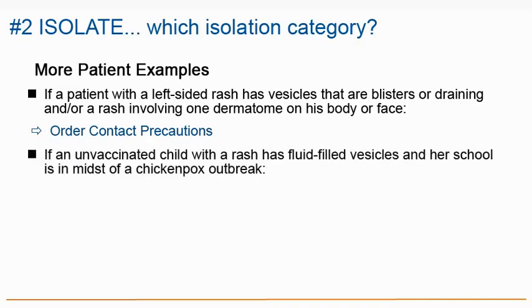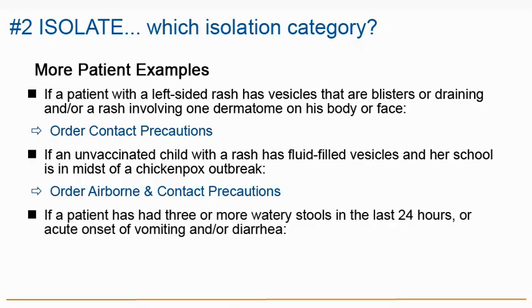If an unvaccinated child with a rash has fluid-filled vesicles and her school is in the midst of a chickenpox outbreak, which isolation precaution would you choose? In this situation, you would want to order airborne and contact precautions. And finally, if a patient has had 3 or more watery stools in the last 24 hours, or an acute onset of vomiting and or diarrhea, which isolation precaution would you choose? In this situation, you should order contact precautions.